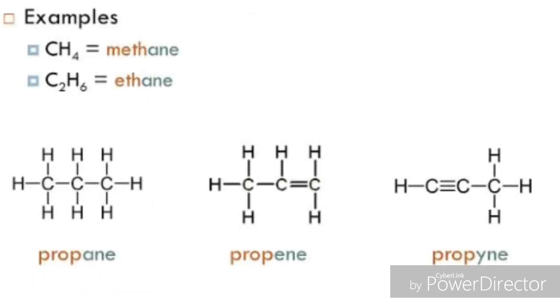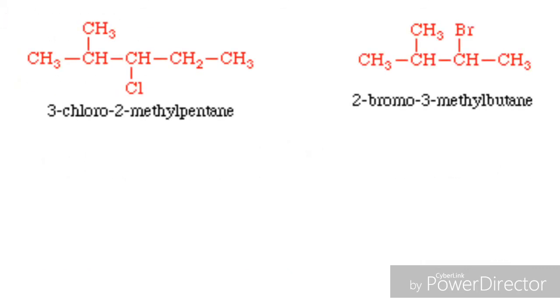These are propane an alkane, propene an alkene, propyne an alkyne. Alkanes contain a single bond. Alkenes contain a double bond. Alkynes contain a triple bond. These are branched chain alkanes, 3-chloro-2-methylpentane, 2-bromo-3-methylbutane.